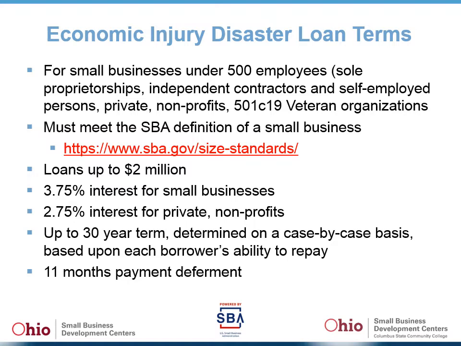Next, these loans are up to $2 million. There is a 3.75% interest rate for small businesses, 2.75% interest rate for private nonprofits, and the terms go up to 30 years. That is determined on a case-by-case basis based on the amount that you are borrowing and also based on each borrower's ability to repay. There is an 11-month payment deferment, which means that your first payment won't be due until approximately a year after your loan is finalized and approved.